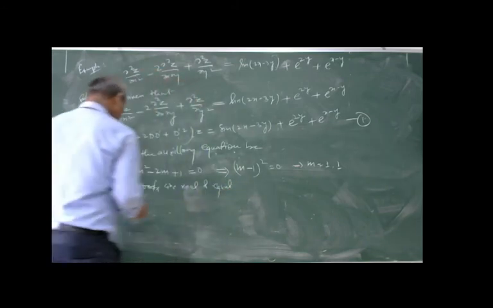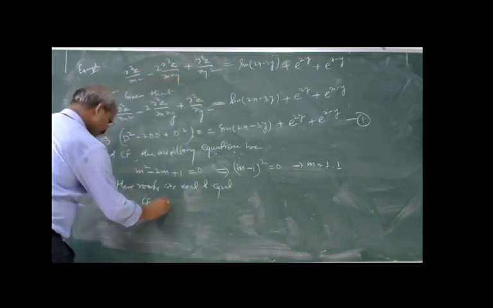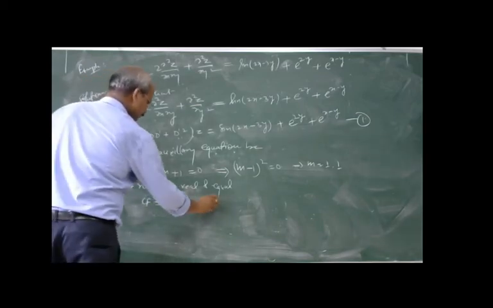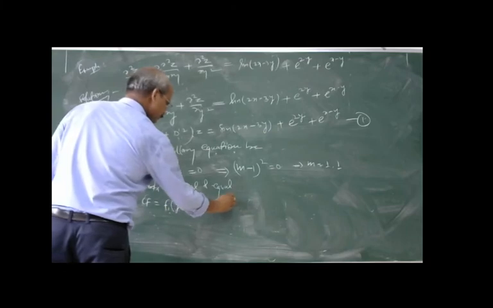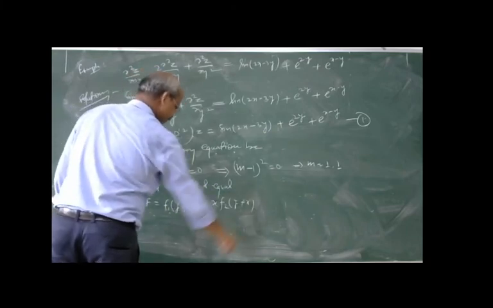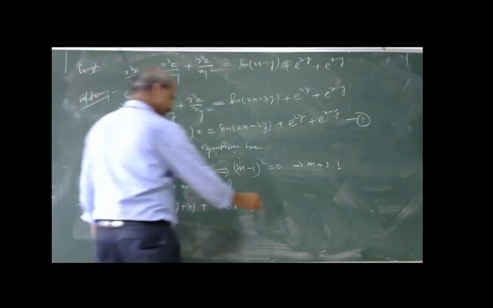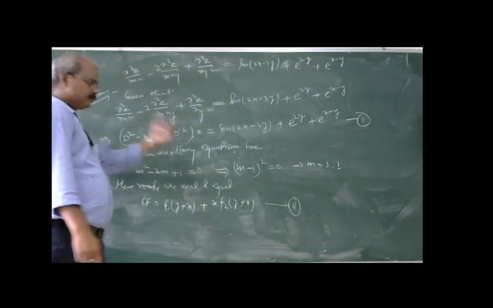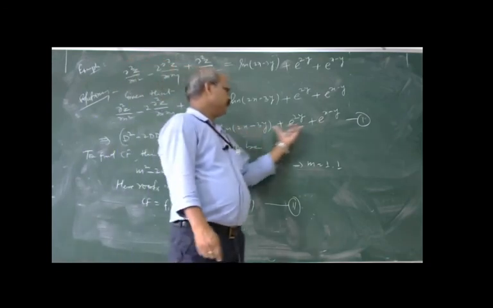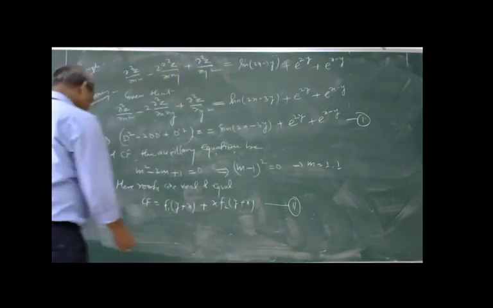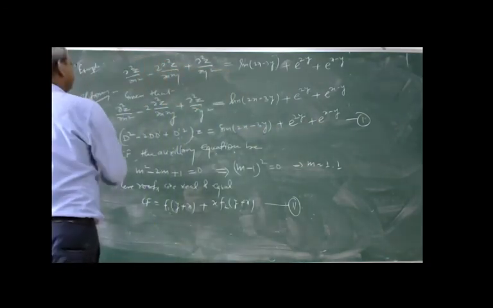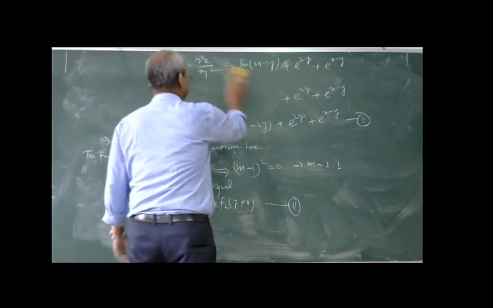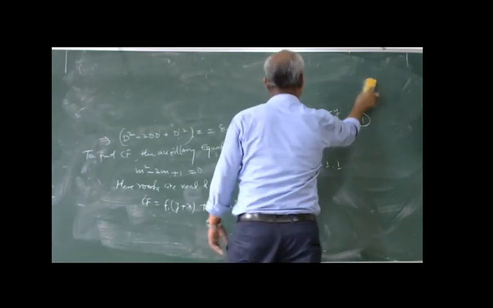So CF equal to f1 y plus x plus x f2 y plus x. This is the CF. This is second equation. And how to find the particular integral in this case? So particular integral equal to, find the particular integral, let us do like this.